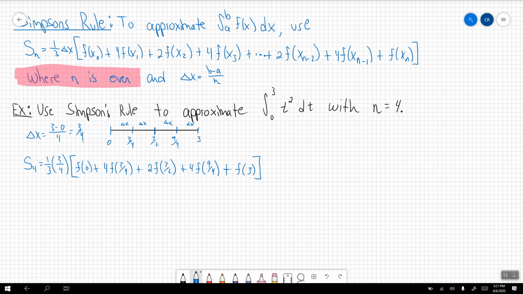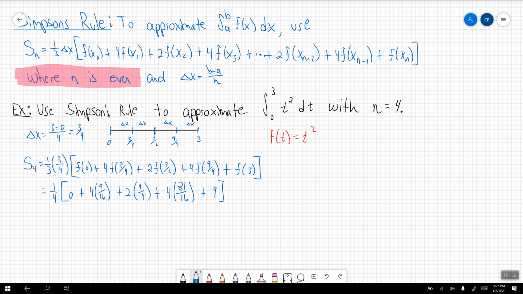Great. So all I have to do is evaluate using the function that I was given here, which is that f of t is t squared. So let's work through this really quick. In here, that's going to be 1/4. That's not too bad. f of 0 is just going to be 0, plus 4 times 3/4 squared, that's going to be 9/16, plus 2 times 3/2 squared, that's going to be 9/4, plus 4 multiplied by 81/16, and then finally plus 9.